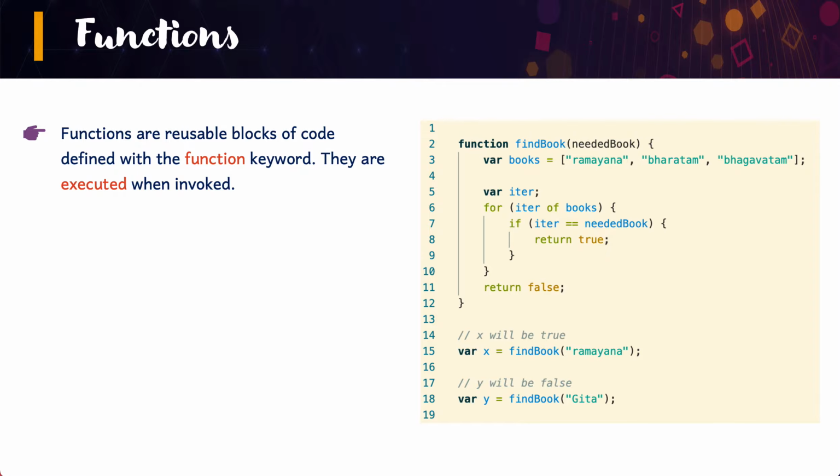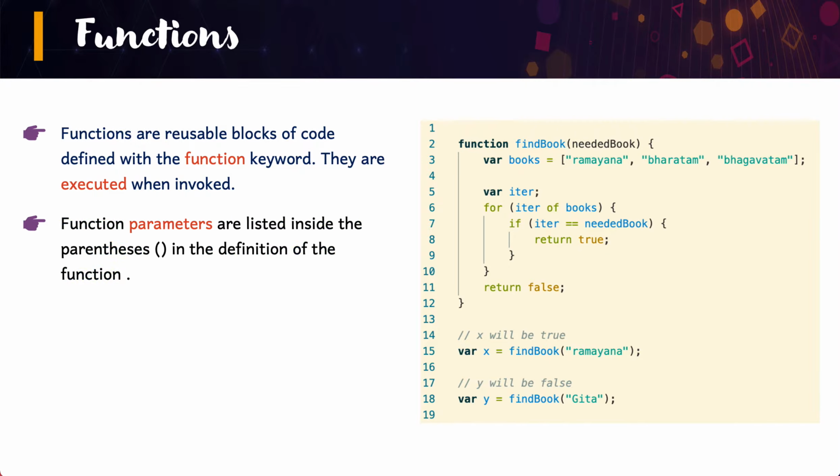Then these functions are executed when invoked. What is invoking? Invoking essentially is calling that function. Sometimes it is also called invoking. Invoking and calling that function are more or less synonyms in terms of programming terminology, so we can say either of them. So when a function is invoked, it is executed.